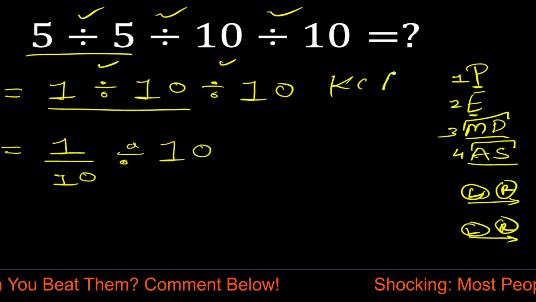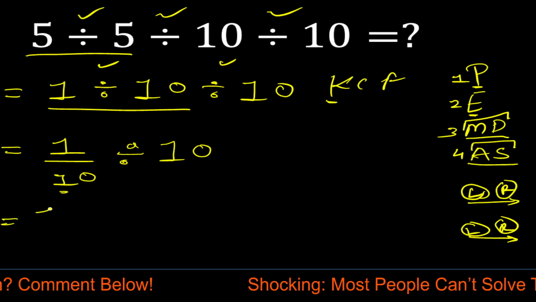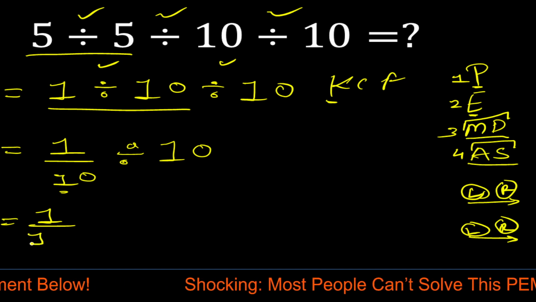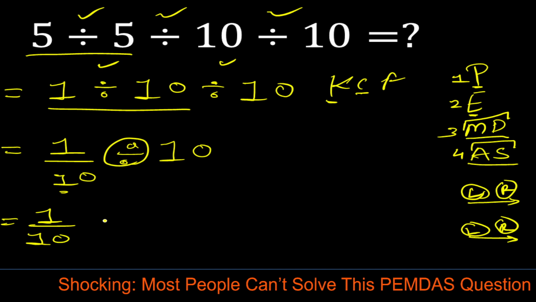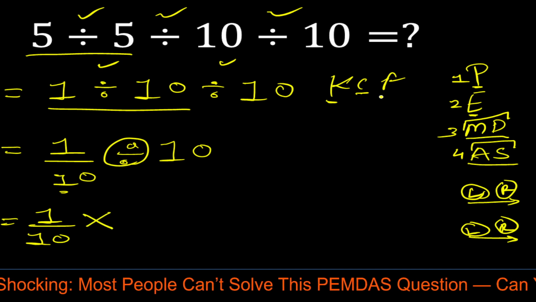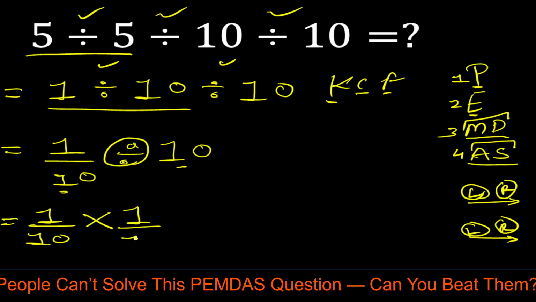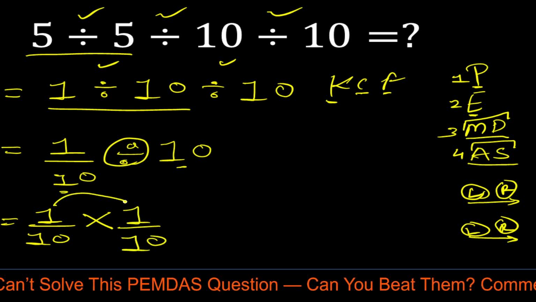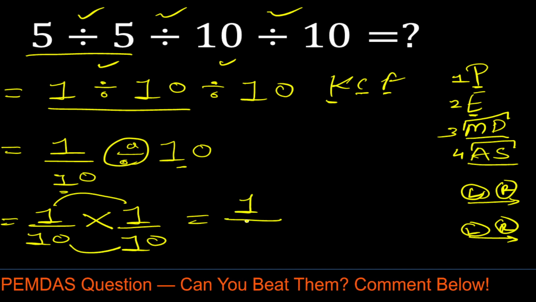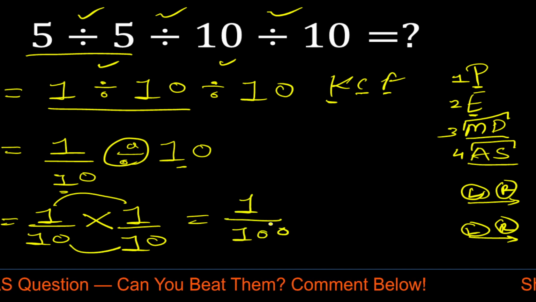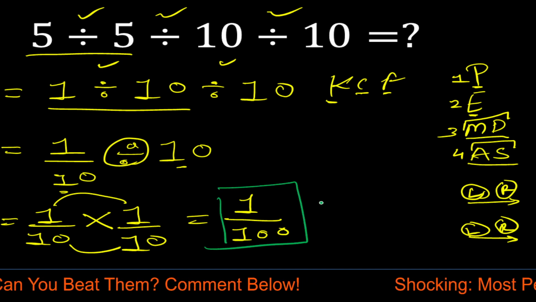Now according to KCF rule, K means keep this first fraction 1 upon 10 as it is same. Then C means change this sign from division to multiplication, and F means flip this second 10, which is equal to 1 upon 10, right? Now 1 times 1 is equal to 1, and 10 times 10 is equal to 100. So the correct answer is 1 upon 100, right?